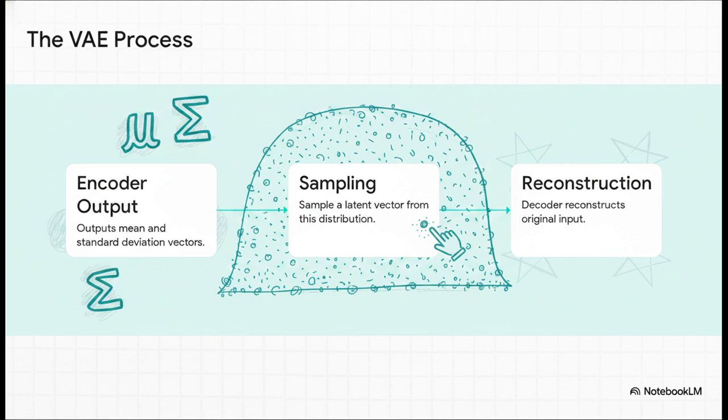Step 2. From this fuzzy distribution cloud, we actively sample a latent vector. In step 3, this newly sampled vector is handed off to the decoder to reconstruct the input. This 1-2-3 pipeline is exactly what unlocks sampling and highly controlled generation.